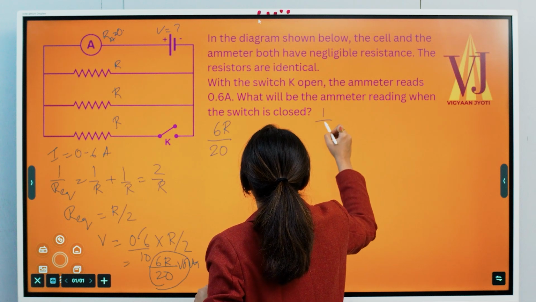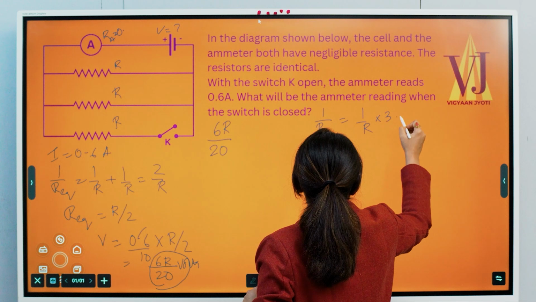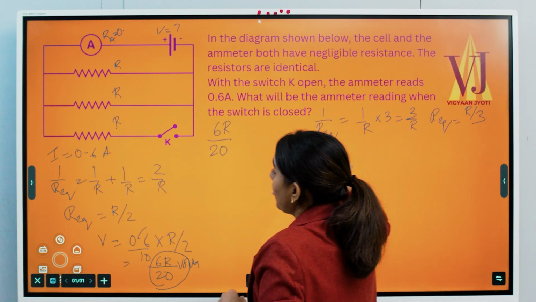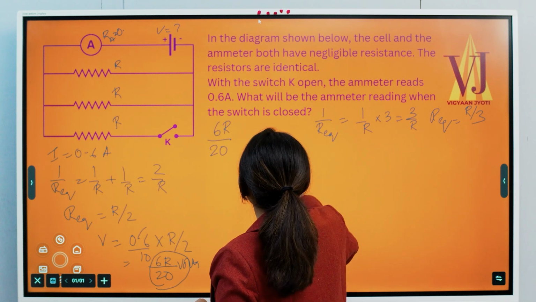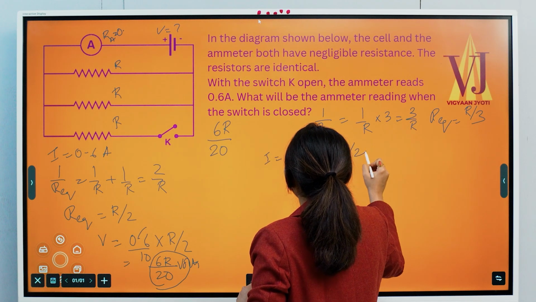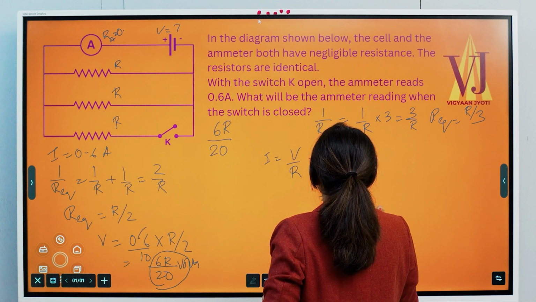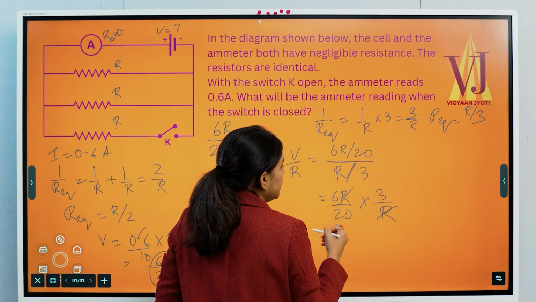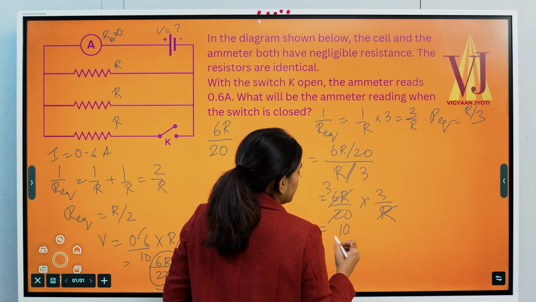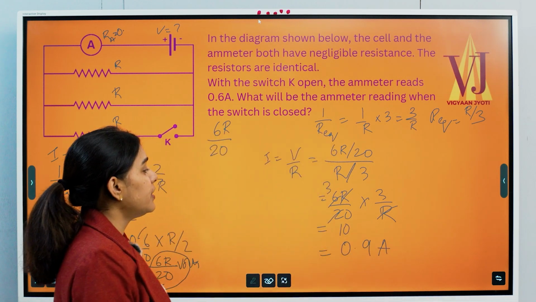Now my equivalent resistance will be how much? 1 by R into 3, that is 3 by R. That means my equivalent resistance will be R by 3. Very good. Now we will find out what the current reading will be. I is equal to V by R. So what's my voltage? 6R by 20. And what's my present resistance? R by 3. So 6R by 20 times the reciprocal, 3 by R, the R gets cancelled, and 3 times 6 is 18 over 20 times... that is 9 by 10, that is 0.9 ampere. So the reading that will be given is 0.9 ampere.